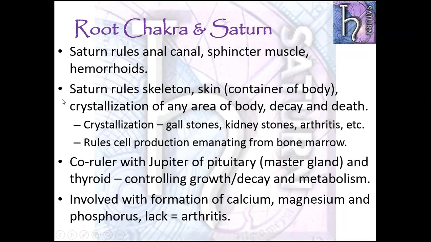Saturn rules the skeleton. It rules the skin, which is the container of the body. Saturn rules crystallization of any area of the body. For instance, gallstones, kidney stones. The most famous crystallization is arthritis, where the bones become crystallized. And then it makes it painful for the ligaments and the muscles to be able to move. We already said Saturn has general rulership of decay and death.